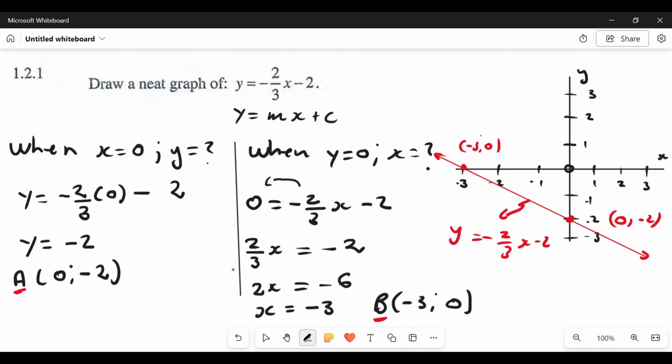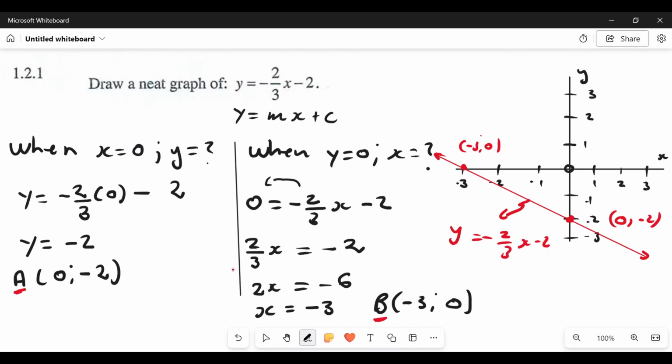All right guys, we are done with 1.2.1. Now it's time for us to do 1.2.2. So let's look at 1.2.2. What is it that they are asking for? The question is: is the graph y equals negative 2 over 3 x minus 2 a function or a relation? So you have to choose between the two. This question is a continuation from question 1.2.1, the one that we did earlier.